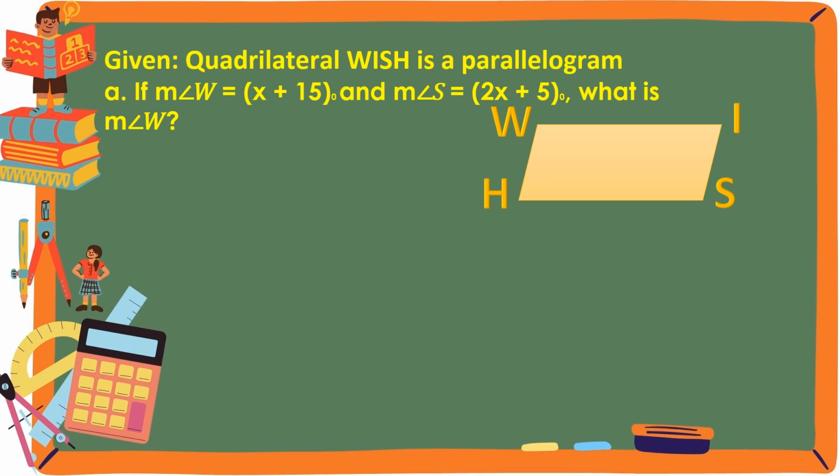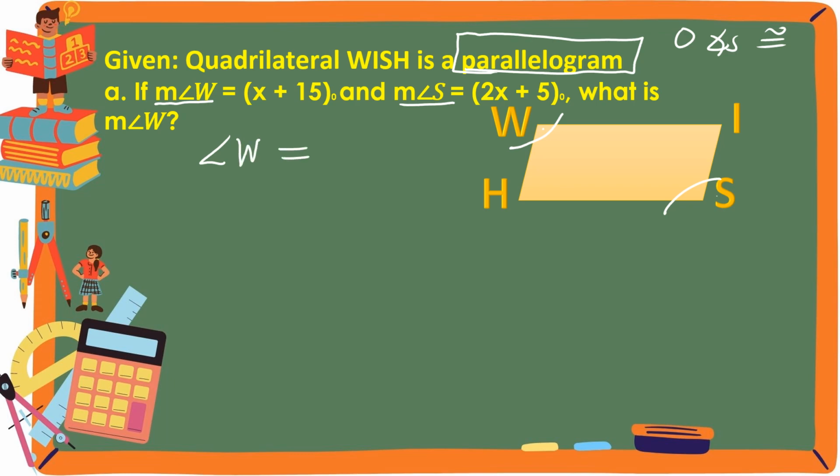So, ngayon, nakalagay na po yung drawing natin. Identify natin nasaan ba yung W at saka nasaan ba yung S. So, this is your W and this is your S. So, since it's a parallelogram, one of its properties is that the opposite angles are congruent. So, opposite angles, si W tsaka si S. So, it means that angle W is congruent with angle S. So, ibig sabihin, yung measurement ni angle W is equal to the measurement of angle S.